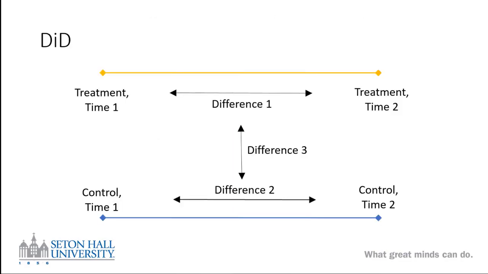So just to show you a little bit more about what I mean by difference in differences, we have difference 1, which is how the outcome variable changed from time 1 to time 2. Difference 2, which is how the control group changed from time 1 to time 2. And then we find the difference between those two. So the difference in differences. And that third difference is going to tell us the effect of this treatment.